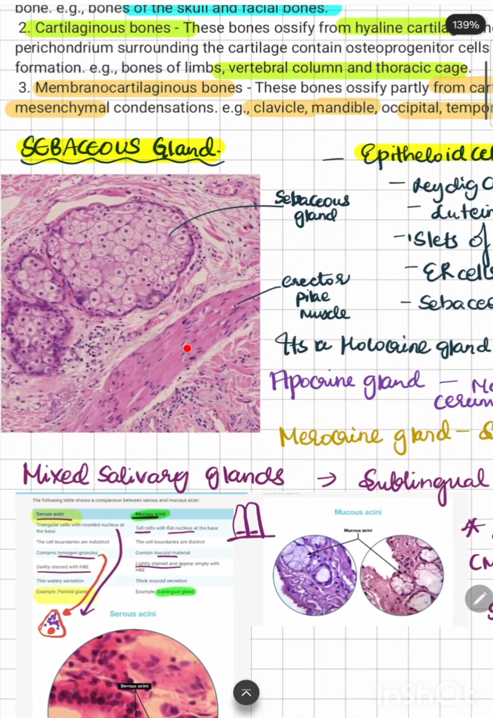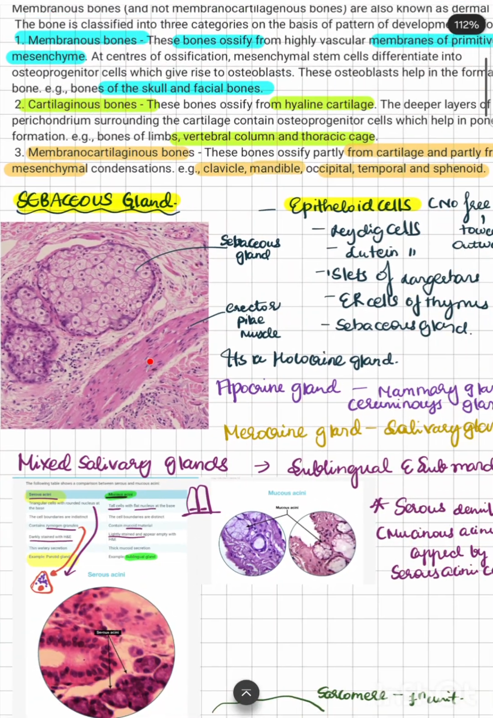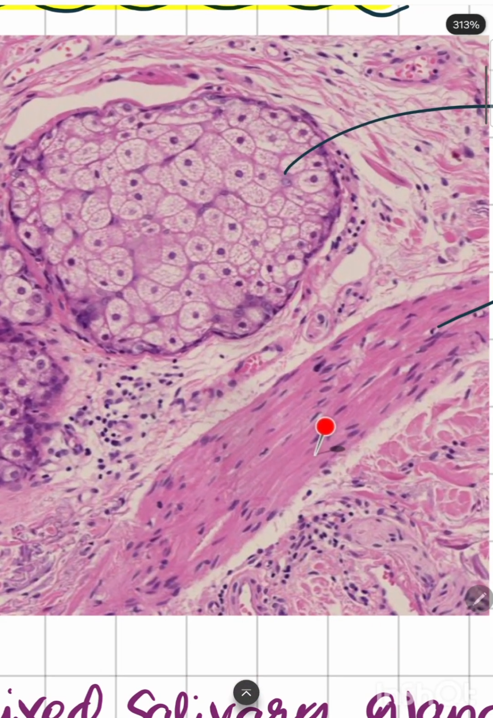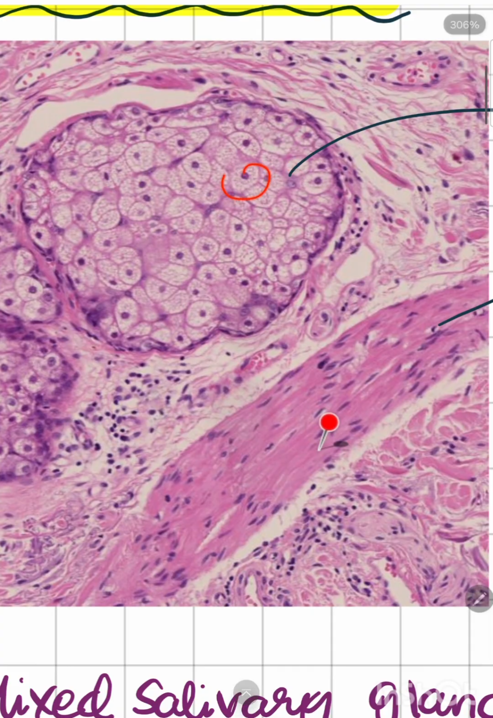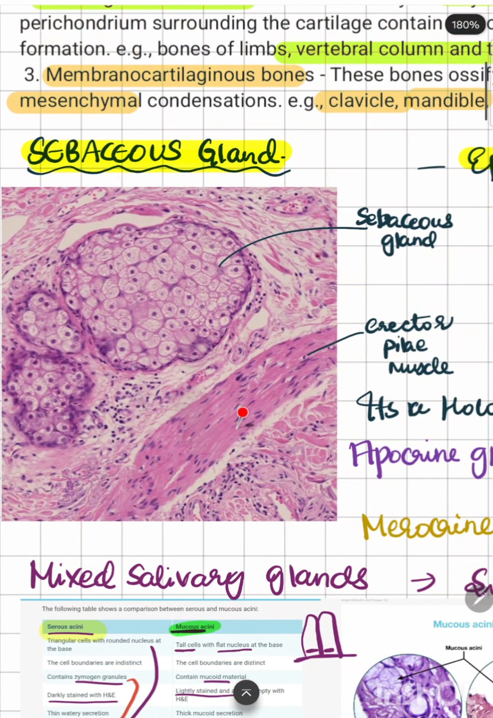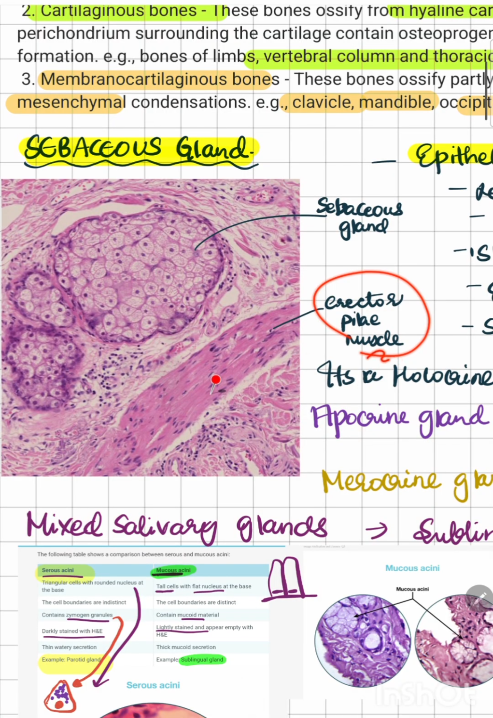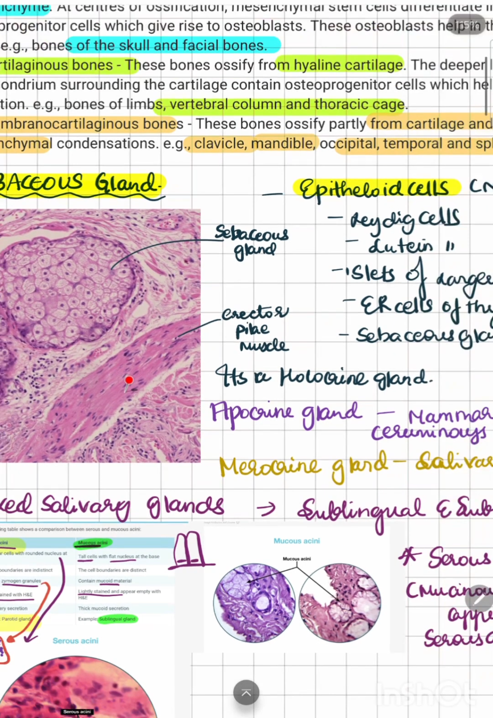Then comes sebaceous gland. This is important, and sebaceous gland is an example for holocrine gland. How to identify it from the section is, I'll just zoom it in. It's a bit lighter and it has got some pinkish material in it. So that is how you can remember that it is a sebaceous gland. And surrounding that, you'll also find erector pili muscle, right?